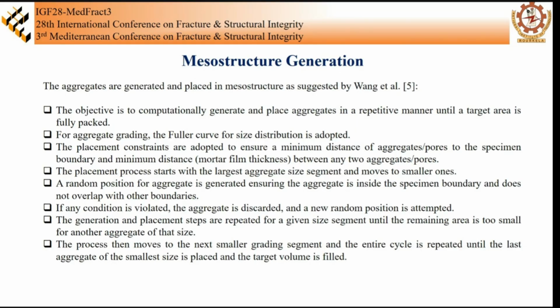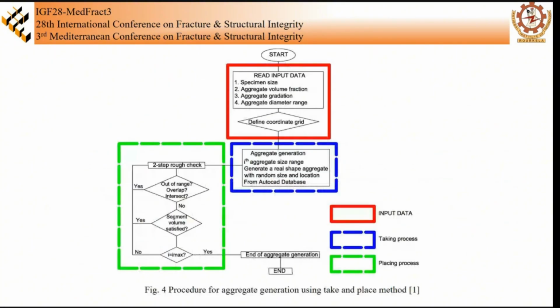The generation and placement steps are repeated for a given size segment until the remaining area is too small for another aggregate of that size. The process then moves to the next smaller grading segment and the entire cycle is repeated until the last aggregate of the smallest size is placed and the target volume or area is fixed. The flowchart for the take-and-place algorithm is shown in this figure 4.